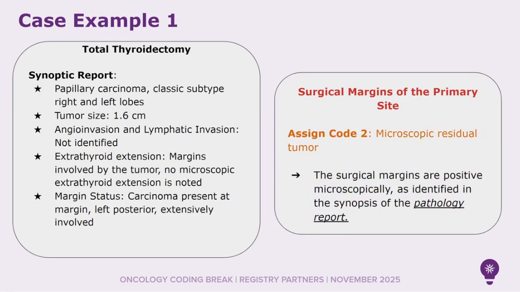Surgical margins of the primary site is assigned Code 2, microscopic residual tumor. The surgical margins are positive microscopically as identified in the synopsis of the pathology report.